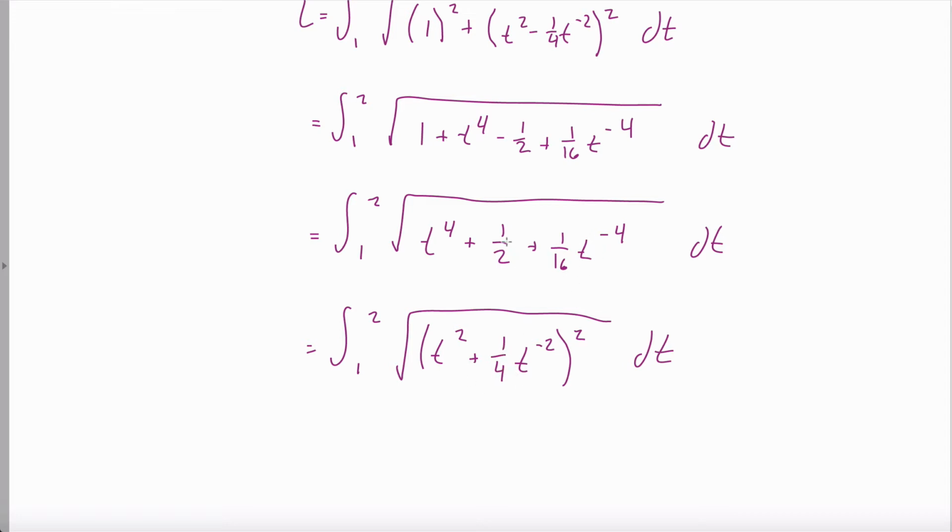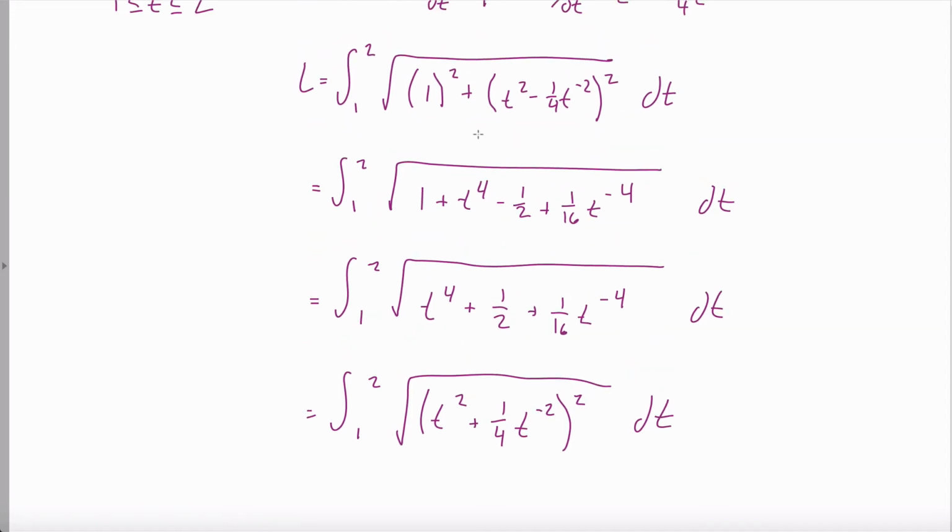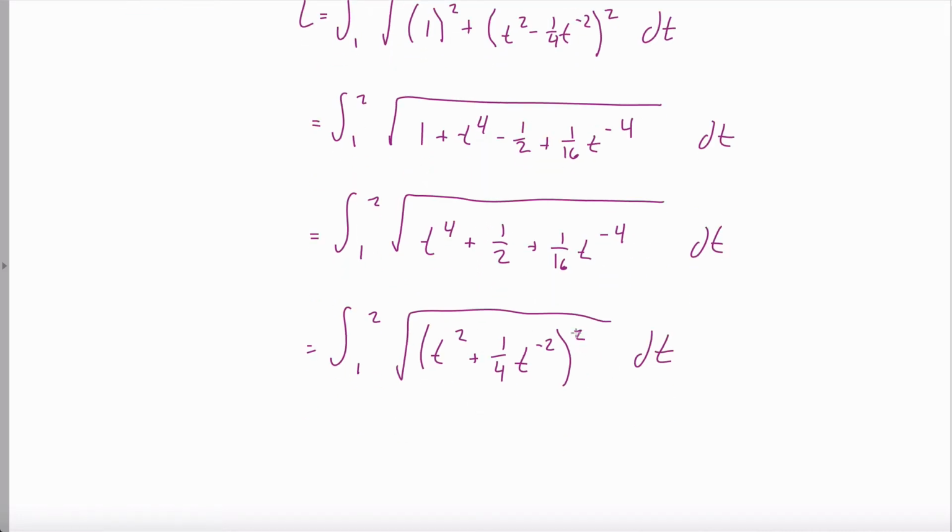And hey, that works out perfect. That leaves me with this positive 1/2 here. Why is that so good? Because what made this thing so hard to integrate to begin with was this radical, the square root sign. But now I've got some stuff being squared, and the square root and the squares I can cancel out here.